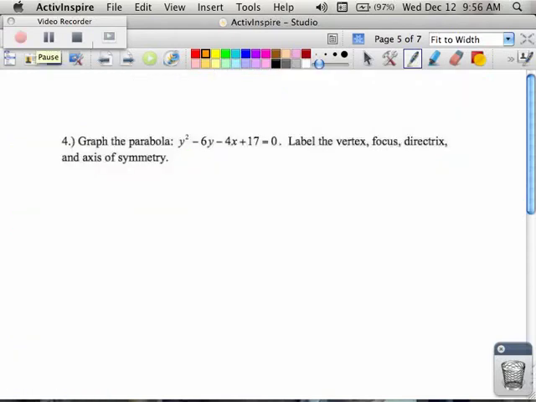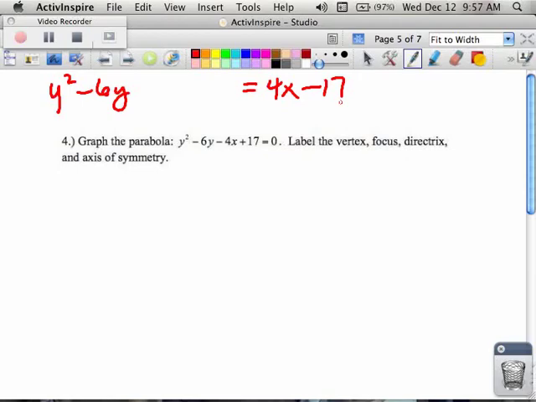In number 4, same situation, a y squared, which means we're going to have a sideways parabola. We have to complete the square. We're going to put the y stuff together first. So I have y squared minus 6y on the left-hand side. Everything else goes on the right-hand side. So that would be a 4x when I switch sides, minus 17. I don't really have to factor out anything because there's no coefficient in front of the y squared other than a 1. So that's kind of nice.